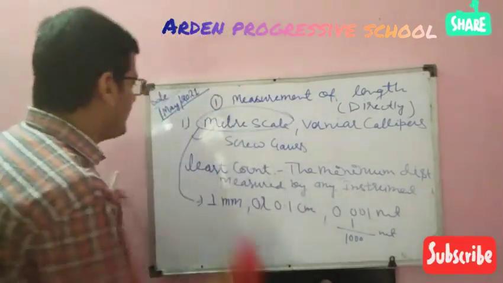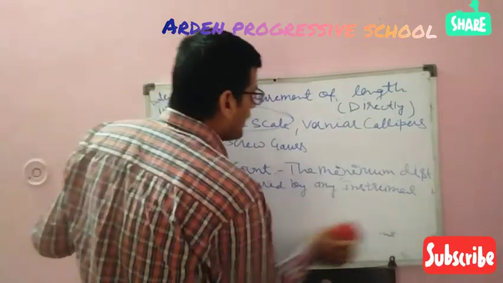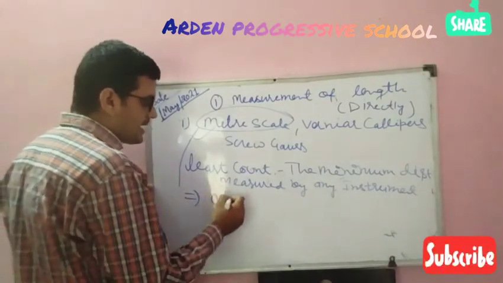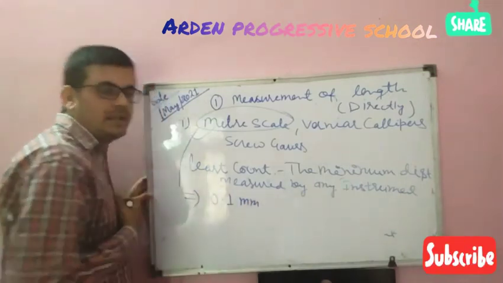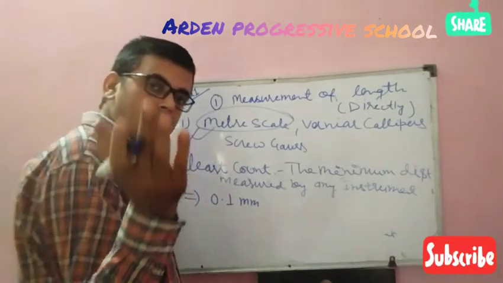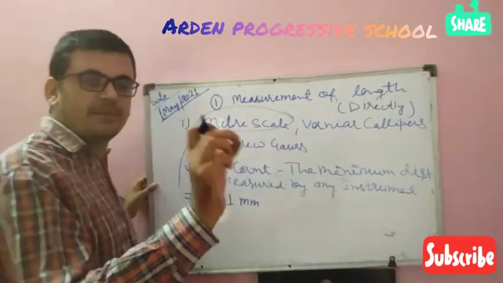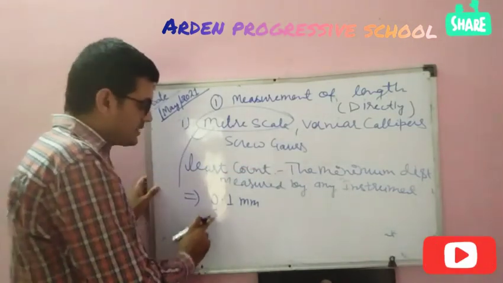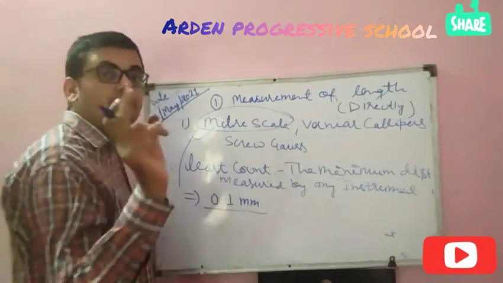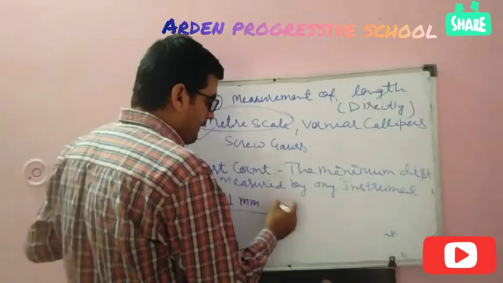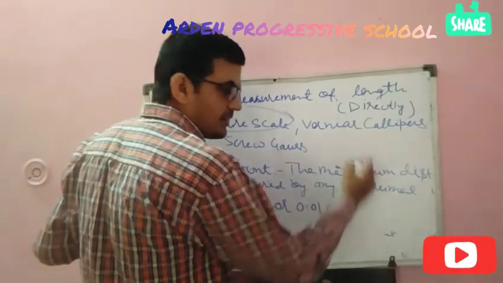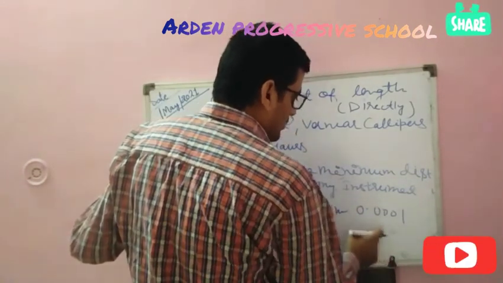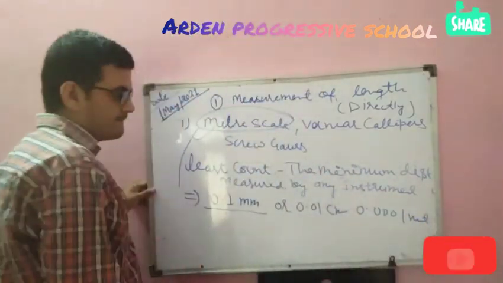Similarly, if we talk about vernier calipers, vernier calipers can measure 0.1 millimeter, meaning it can measure very small distances as compared to the meter scale. To measure distances even smaller than the meter scale, we can use vernier calipers. How much distance can you measure? 0.1 millimeter, okay, and 0.01 centimeter, and 0.0001 meter.